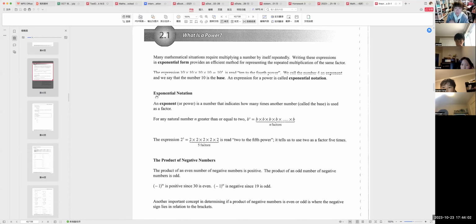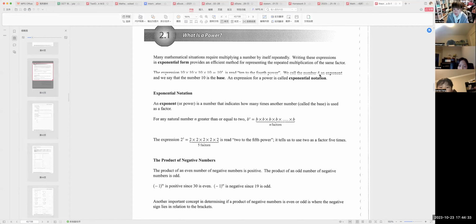So many mathematical situations require multiplying a number by itself repeatedly. For instance, we can do 5 times 5 times 5 times 5 a lot of times, right? Writing these expressions in exponential form provides an efficient method for representing the repeated multiplication of the same factor. The expression 10 times 10 times 10 times 10 equals 10 to the power 4, which is read 10 to the 4th power. We call the number 4 an exponent, and we say the number 10 is the base. An expression for a power is called exponential notation.